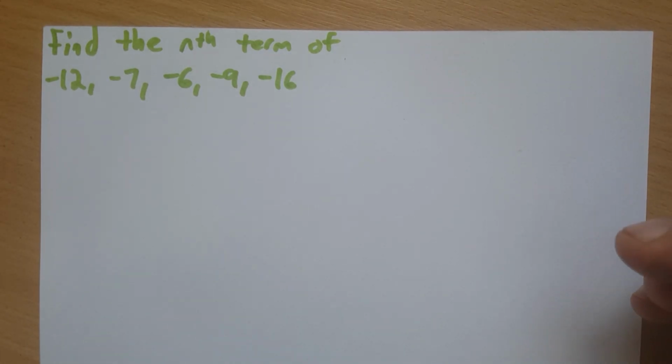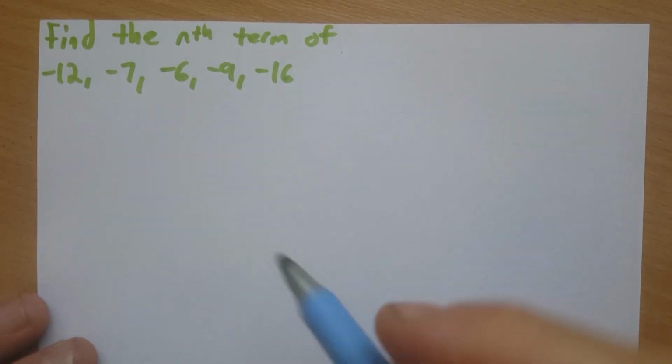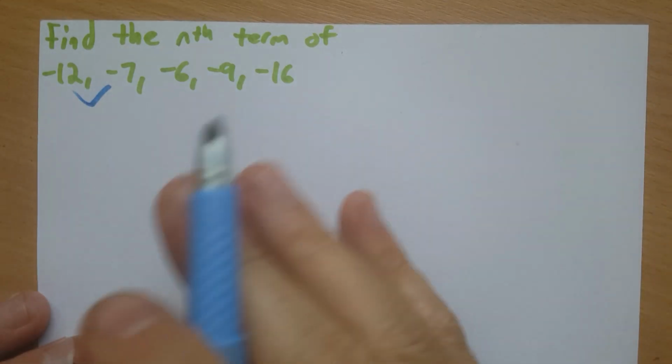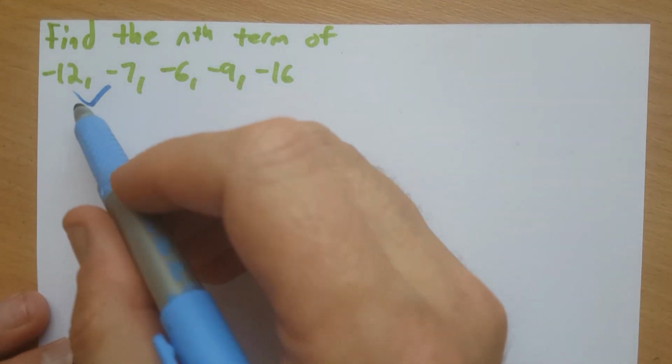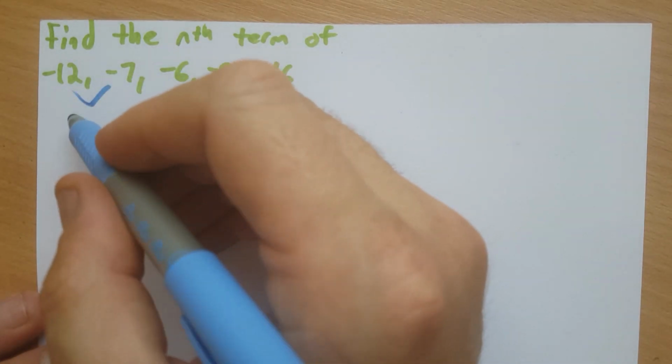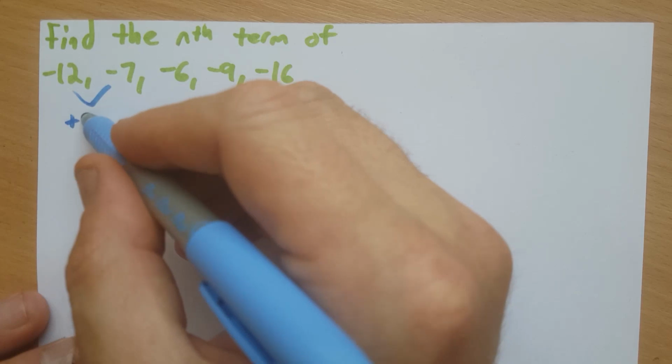This is an example of how to find the nth term of a quadratic sequence. The steps that you take are always the same. You don't know what the sequence is, so you have to find the first difference here. Negative 12 to negative 7, let's see, that would be adding 5.